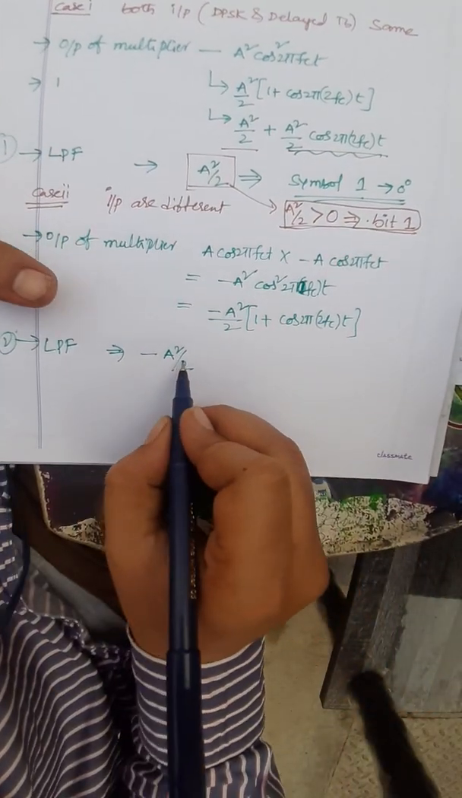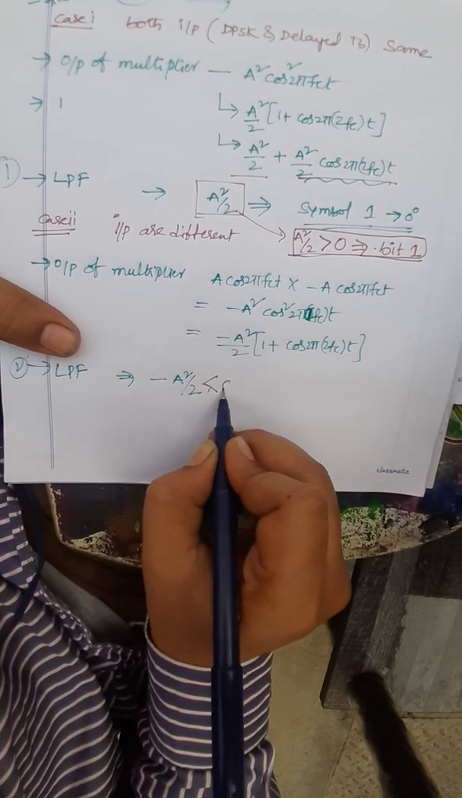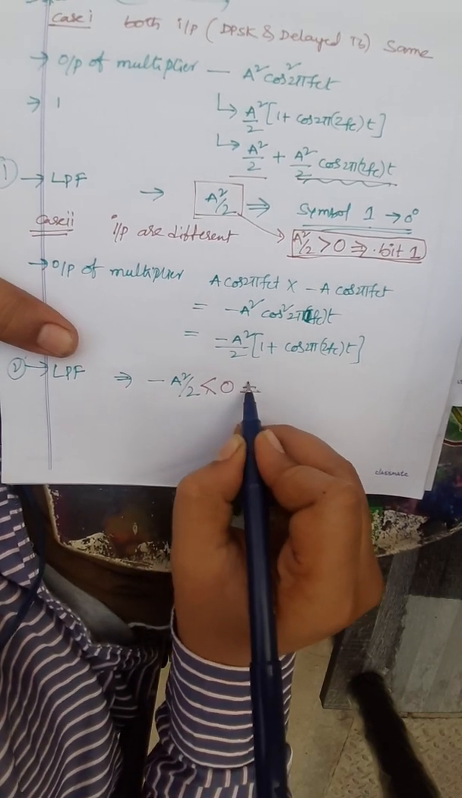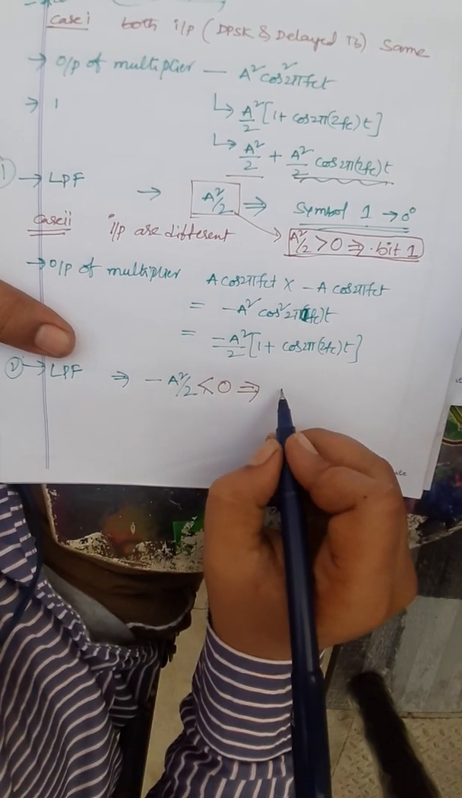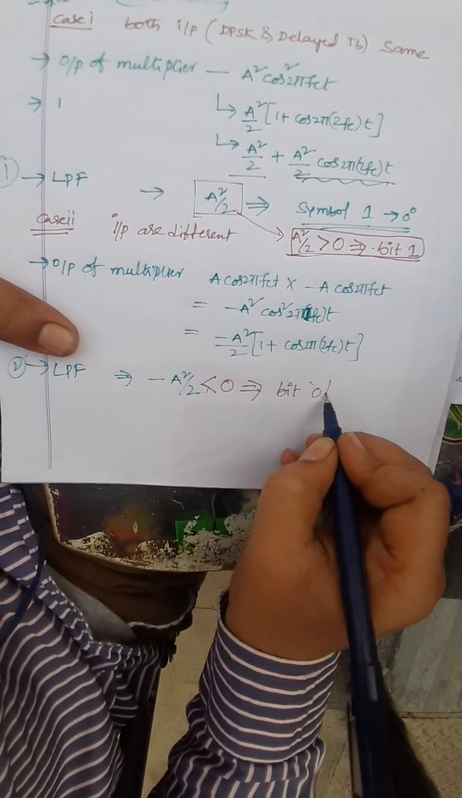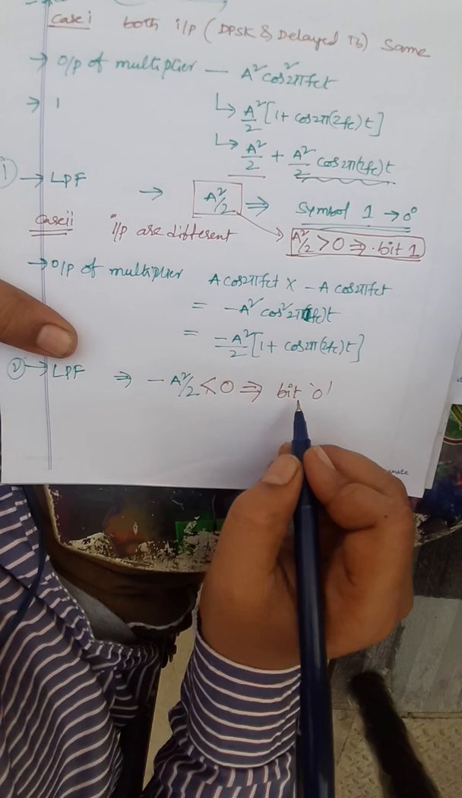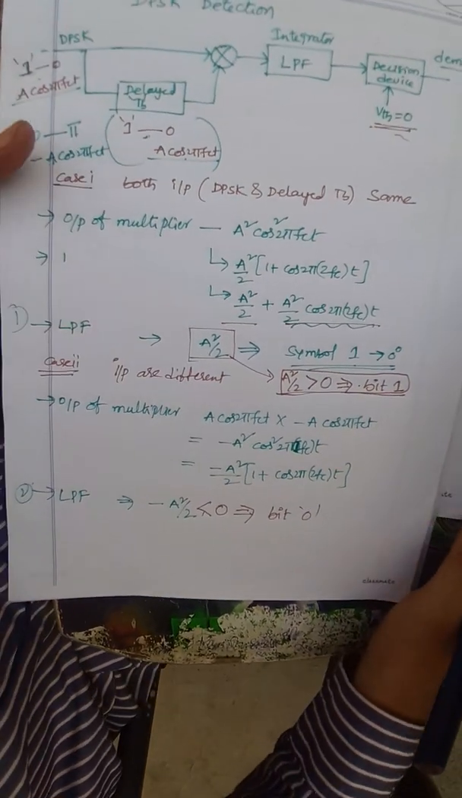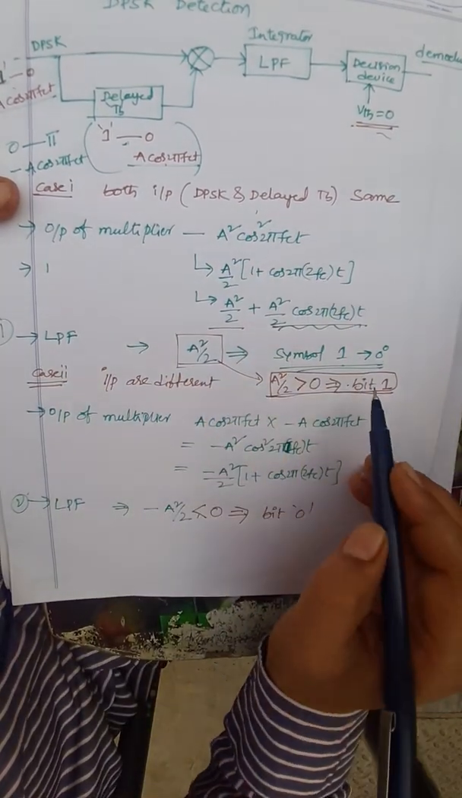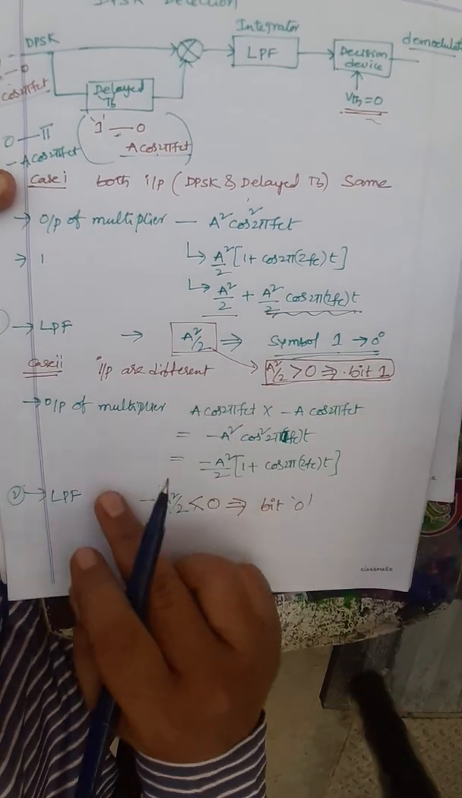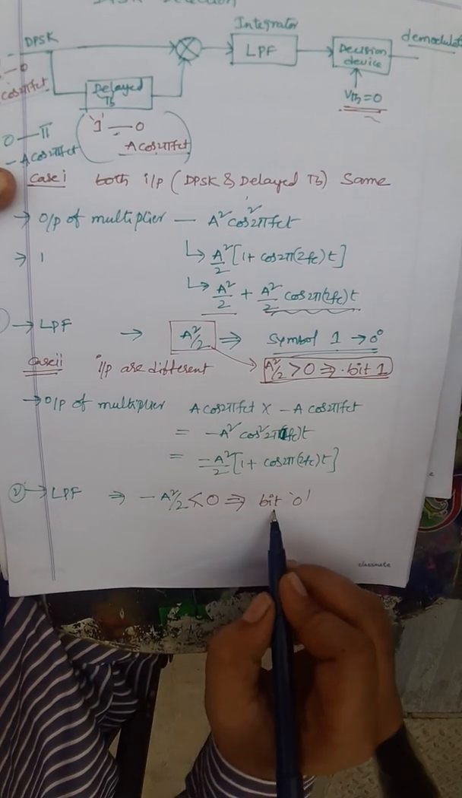Similarly here it is minus A square by 2, so it is compared with 0, this value is less than 0, so my decision device will produce the output in favor of bit 0. So here I am concluding what I am doing. If both the inputs are same, the output bit is 1. If the inputs are different in the receiver, the output is bit 0.